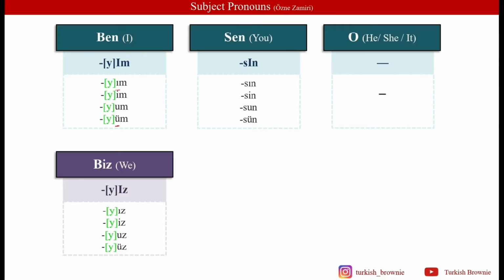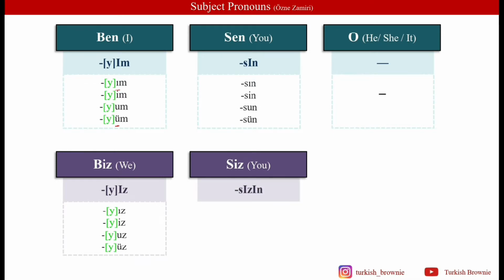So moving on, for the plural you, or siz in Turkish, the personal suffix looks like this. So there are 4 forms again. Sınız, siniz, sunuz, sünüz.